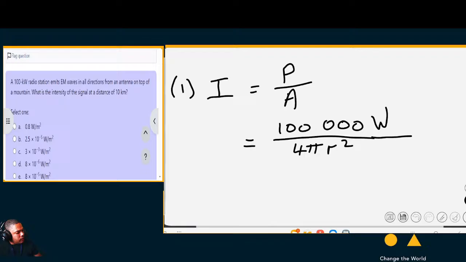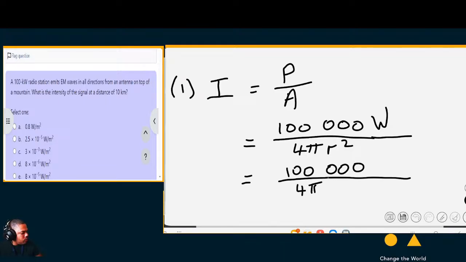Now let's just plug in. This is still 100,000. Now let's plug in 4 pi. What is the radius of the sphere? The radius of the sphere is the distance at which we want to know the intensity, and that is 10 kilometers, so 10,000 meters, and you need to square that.